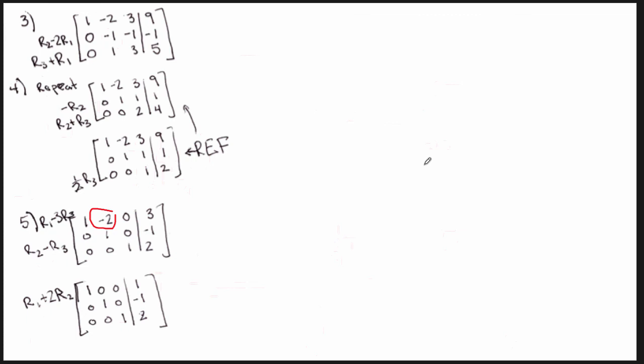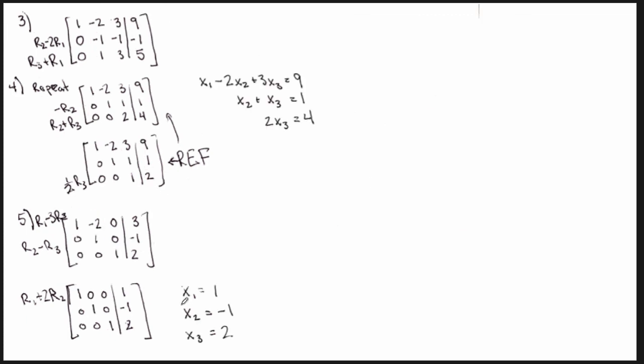And notice that this is a very nice system. So x1 equals 1, x2 equals negative 1, x3 equals 2. And because we're all excellent at algebra, we are able to solve this system. And we know that it is solved. And that's all I have for you.